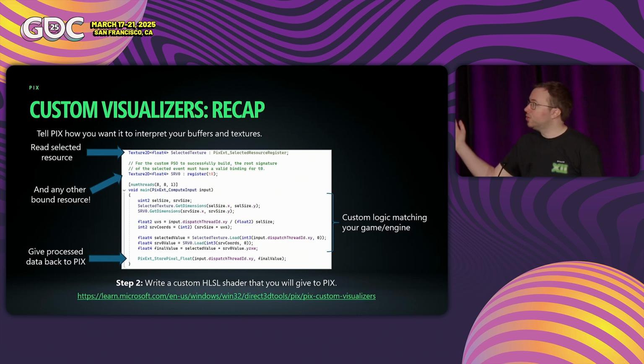You can then include any other shaders that you want to include. These could be any of your includes in your entire engine. So if you've got shared code that is designed to pack and unpack this data, just include that directly in your visualizer. And then give the data back to PIX through this special intrinsic. It's just a UAV write with a special annotation so that we know which UAV buffer to go and read. And that's all there is to writing a custom visualizer.